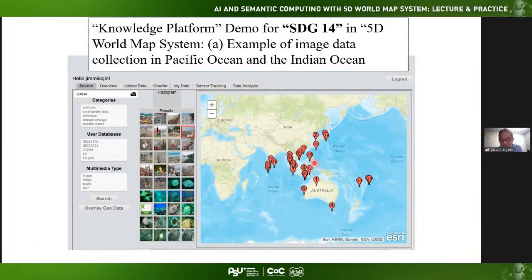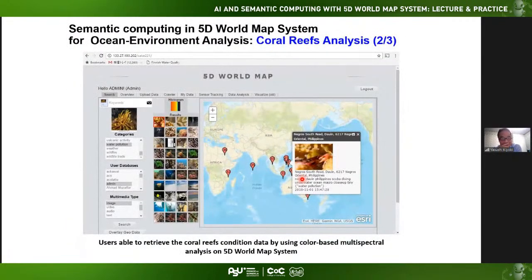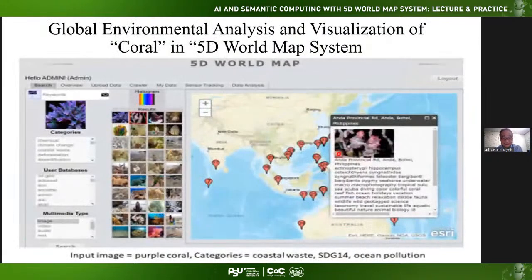So many data are existing in our Asian area. And this is a plastic keyword retrieval. Keyword can be input, and we can find out the related images, and the final output is the geography. And this is a case of the image input. So another dimension is coming. And in this input, we can find out the related coral damage, coral reef, and the final geographical output can be realized like this.